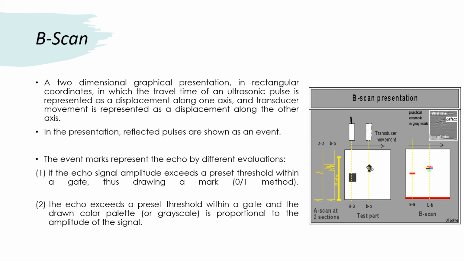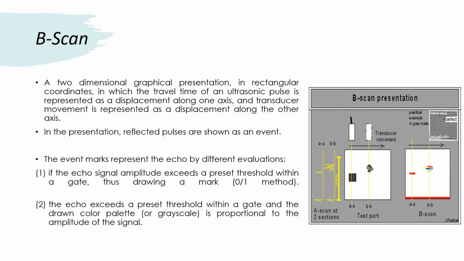Number 2 is the B scan. A two-dimensional graphical presentation in rectangular coordinates in which the travel time of an ultrasonic pulse is represented as a displacement along one axis, and the transducer movement is represented as a displacement along the other axis.